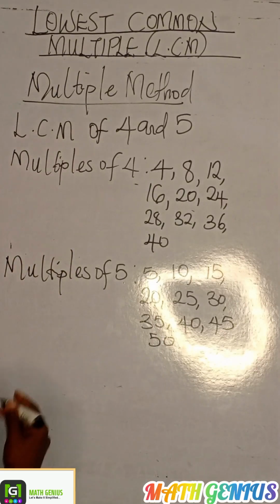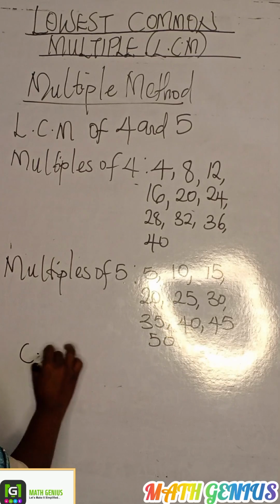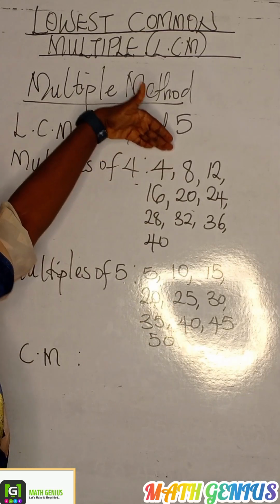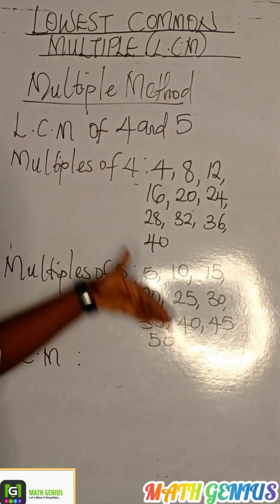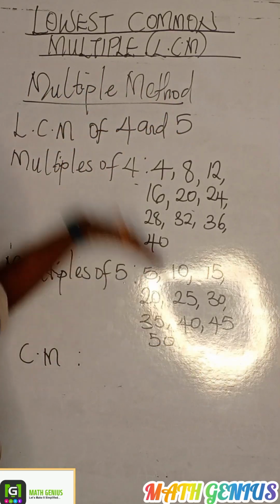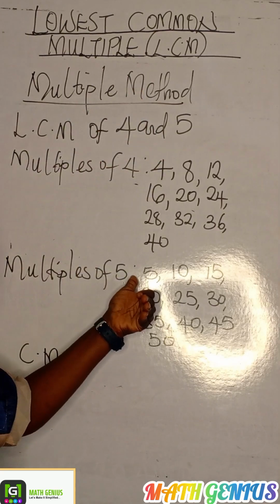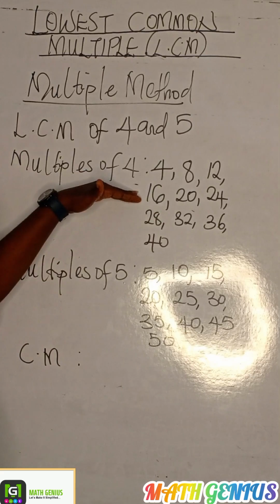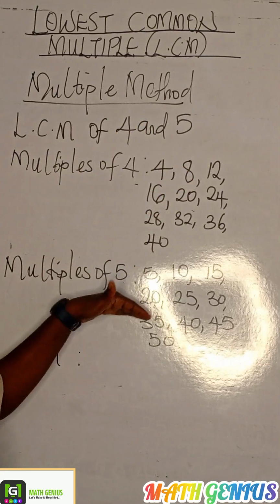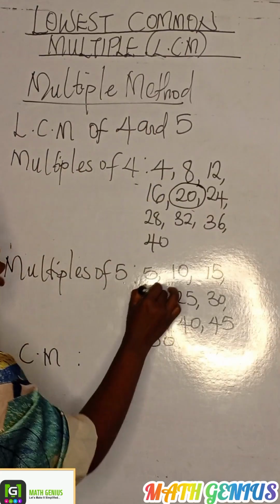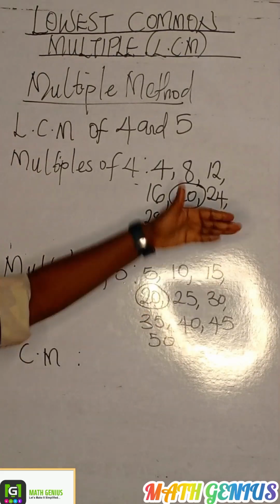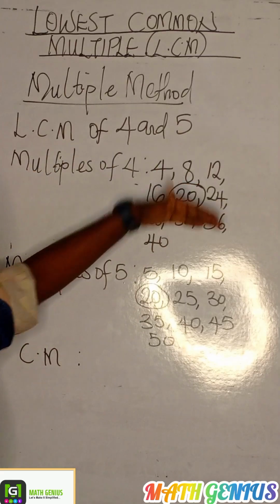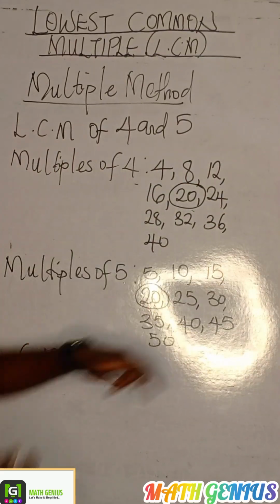Now, when you've done this, the next thing is to find the common multiple. When we say common multiple, we are asking which number in this set of multiples is also in the other set. Do we have 4 here? No. We have 8, there is no 8. We have 12, there is no 12. We have 16, there is no 16. We have 20, and here comes 20, we also have 20 here. We have 24, but no 24. 28, no 28. 32, no 32. 36, there's no 36 here. But we have 40, which is also here.